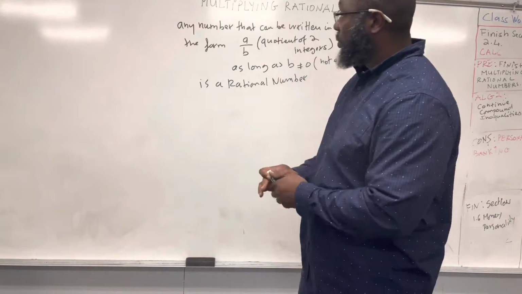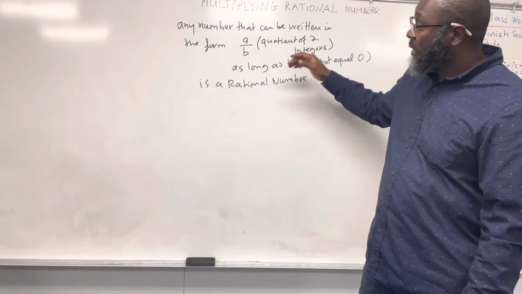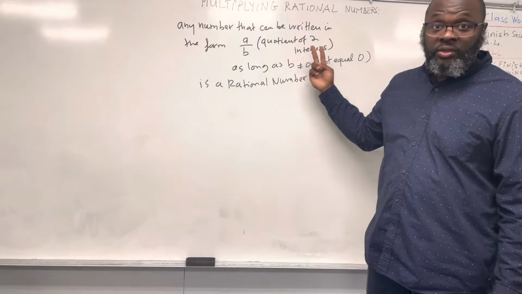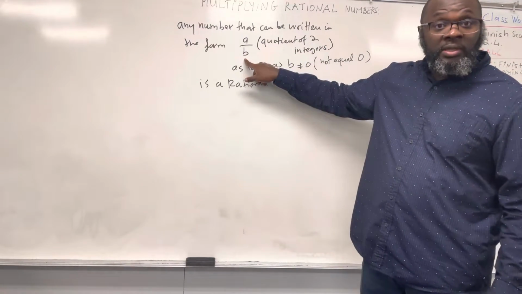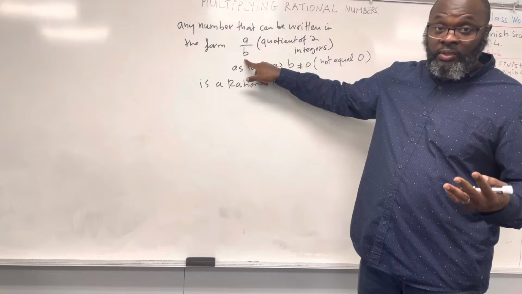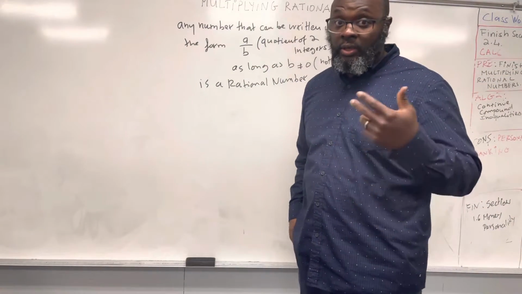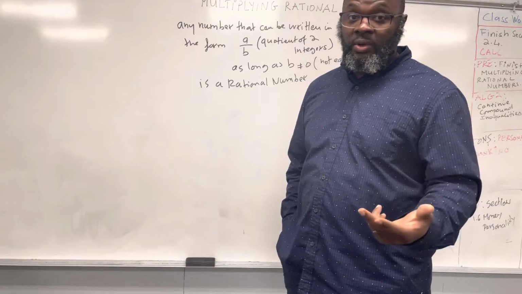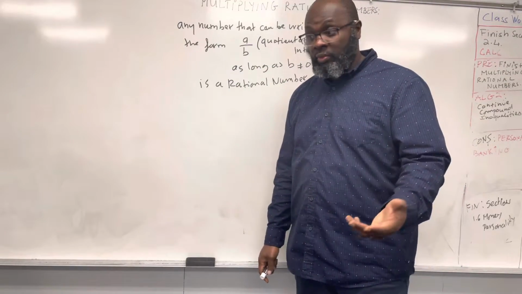So basically, if you look on my board, any number that can be written in the form of a over b, or a quotient of two integers, is called a rational number, as long as b, which is the denominator, is not equal to 0. So to recap, a rational number is a number that can be written as a ratio of two integers as long as the denominator is not equal to 0. And I'll give you some examples.